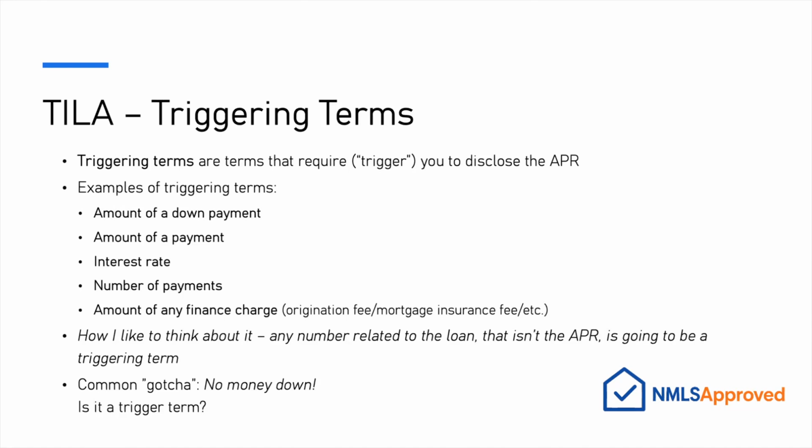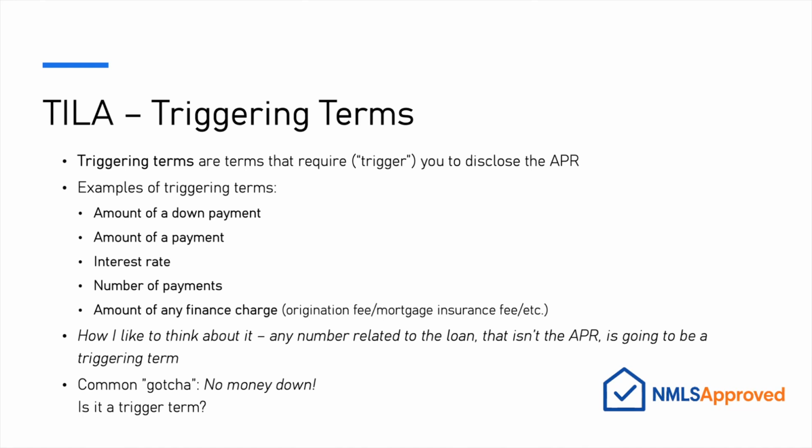Okay, TILA sets up what's called triggering terms. And triggering terms are terms that if you use them, or terms of a loan that if you disclose them, you must disclose the APR. So there's a number of examples of triggering terms, but these are the common ones that you'll see, and these are the ones that are cited in the law.